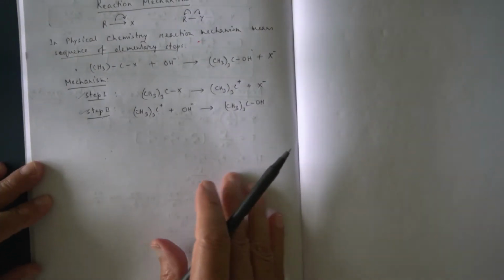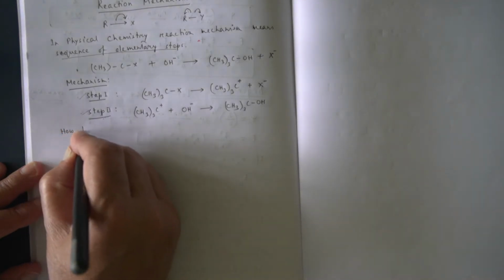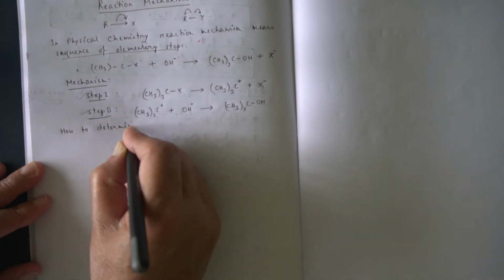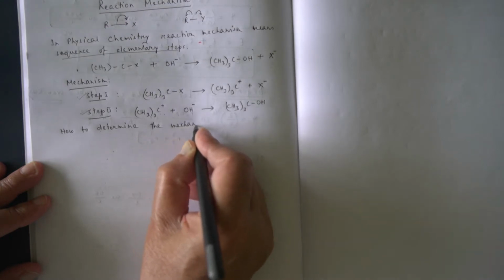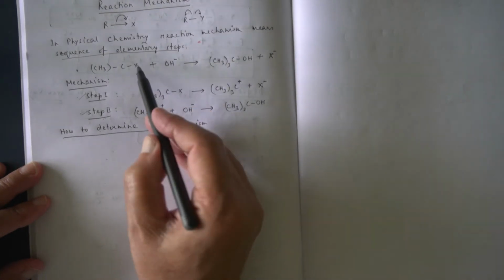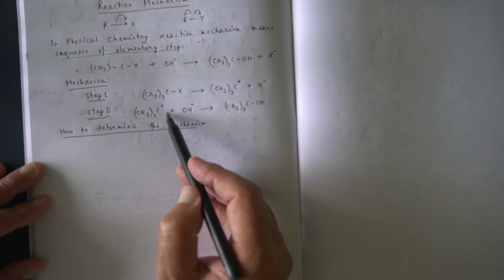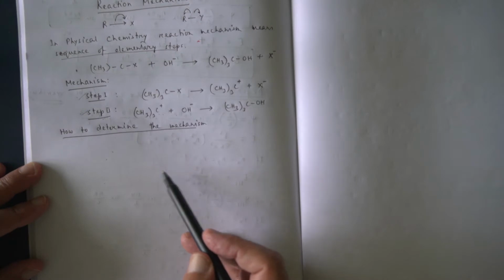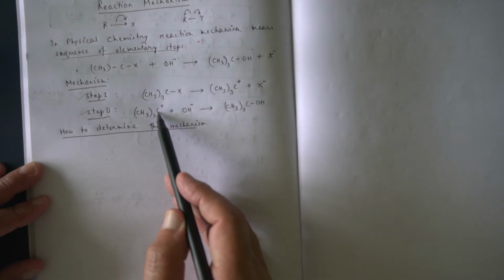Now, the second thing is how to determine the mechanism. Once again, in physical chemistry, the mechanism of this reaction is this. So how do we ascertain that the mechanism of this reaction is this?